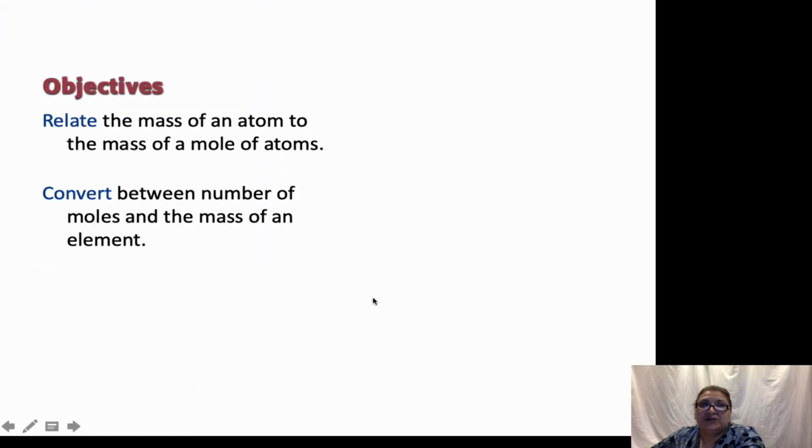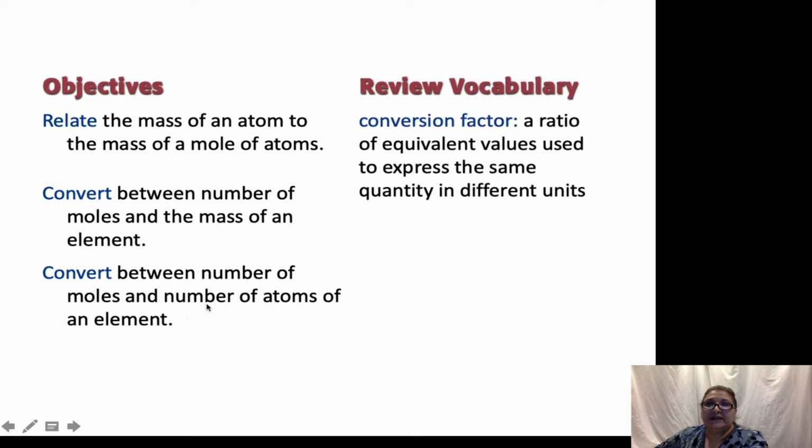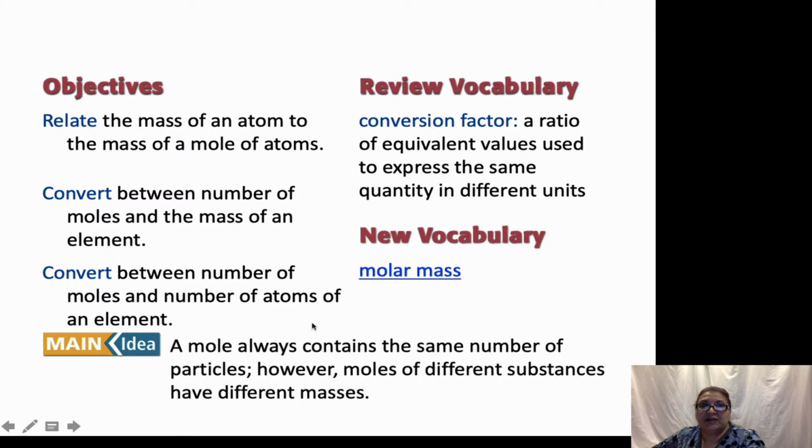So we're going to convert moles to grams, and we're going to also convert atoms to grams and vice versa. So it's kind of a two-step process, but we'll go over it. And conversion factors is the ratio of equivalent values that expresses the quantities of different units. So we're going to convert between moles and grams and atoms.